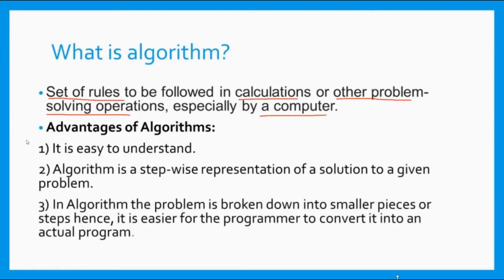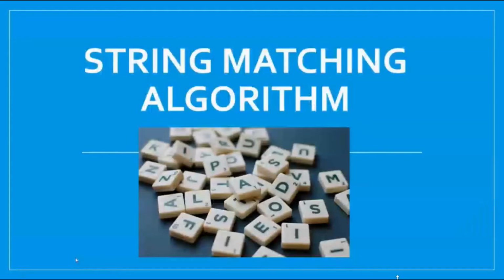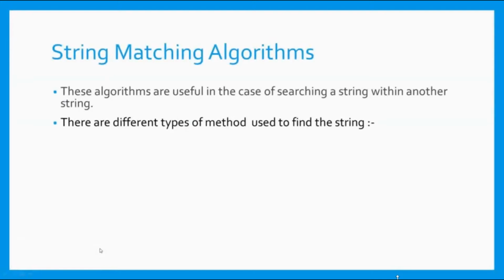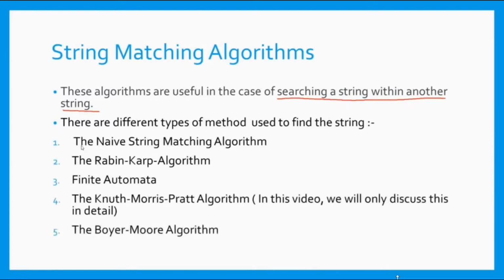The advantages of algorithms are as follows. String matching algorithms: what they really are. As the name suggests, these are used to search a string within another string. Some examples of string matching algorithms are as given. Out of these, we are going to discuss the naive string matching algorithm and the KMP algorithm in detail.